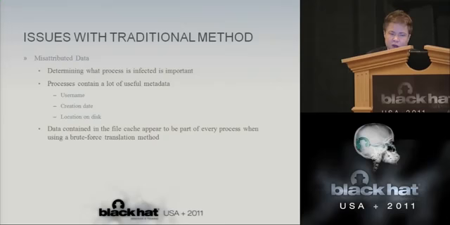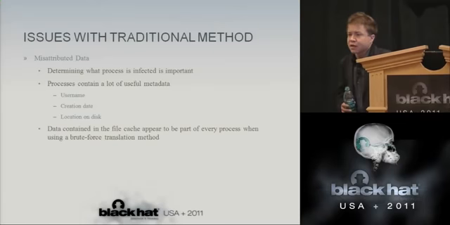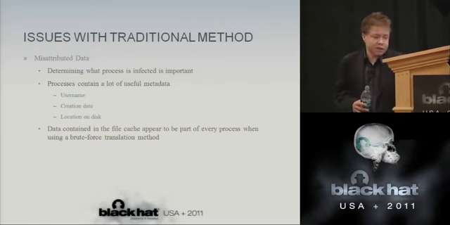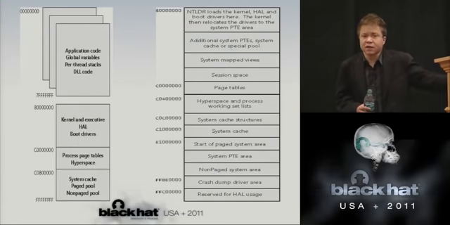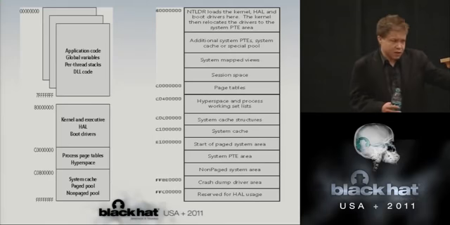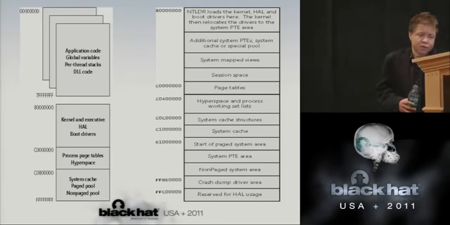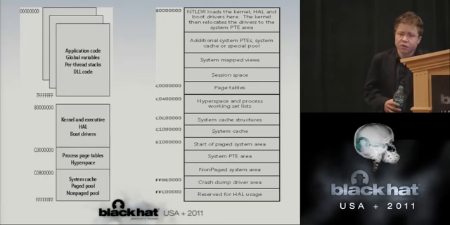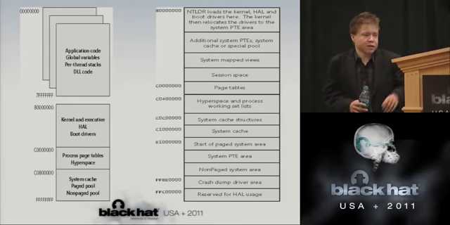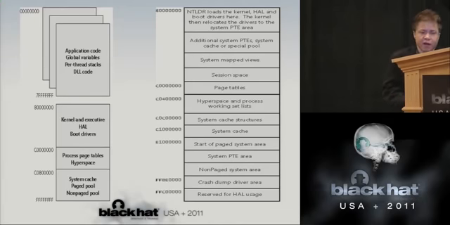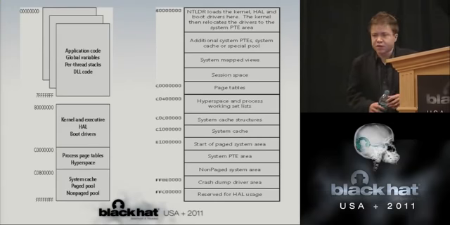So files that are in the cache, for instance, those are global addresses, and they'll translate across any process. So here's a diagram taken from Mark Russinovich and David Solomon's Windows Internals book. If you don't have that, I encourage you to buy it. It's very useful for doing memory analysis.